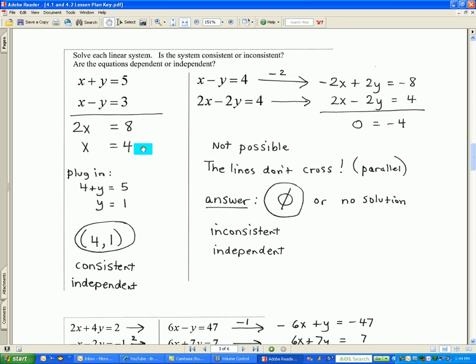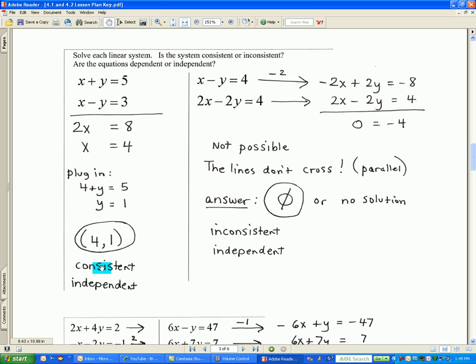Look at how fast we got the answer to x. x is 4. Now, you're not done because you still need to find y. I can take either of these two equations and plug in for x and solve for y. Let's take the top equation, x plus y equals 5. If I replace x with a 4, 4 plus y is 5. If I subtract 4 from both sides, y is 1. Written as an ordered pair, it's (4, 1).